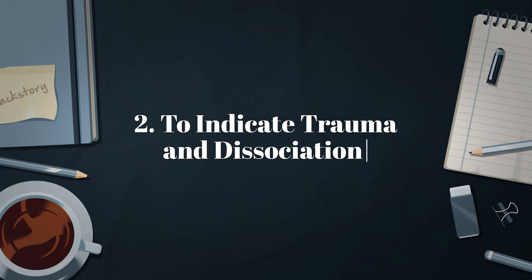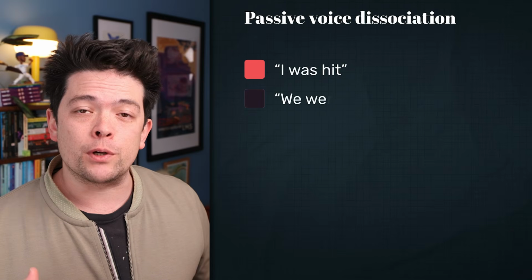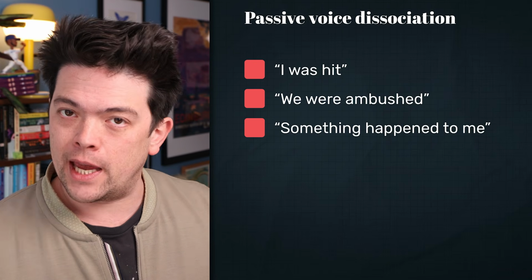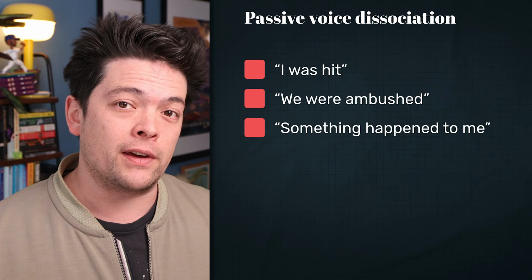Trauma and dissociation. So, next up on our list of reasons why you might want to use passive voice is something that comes just as much from psychology as it does from writing craft. When people recount traumatic events, talking about things that happened to them, they will often shift into passive voice without realizing it. I was hit, we were ambushed, something happened to me. That passive construction creates distance again between the speaker and the event they're describing.